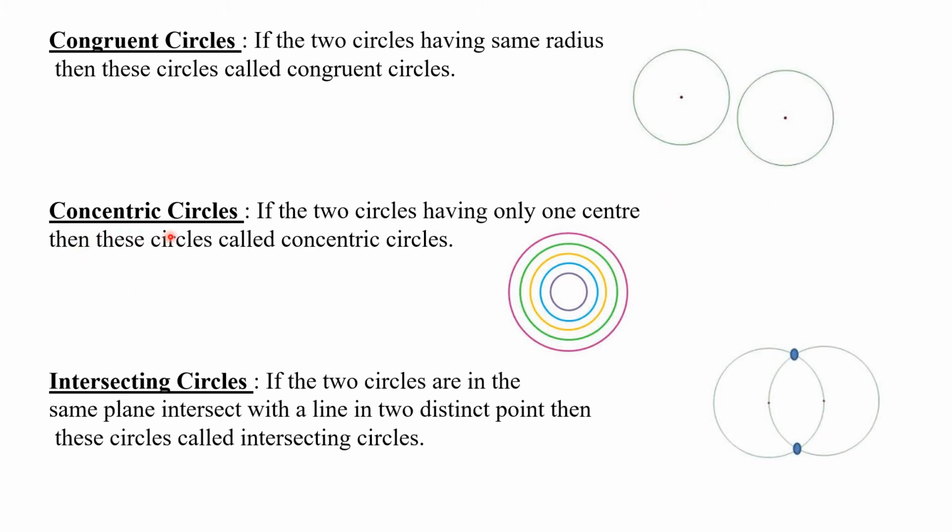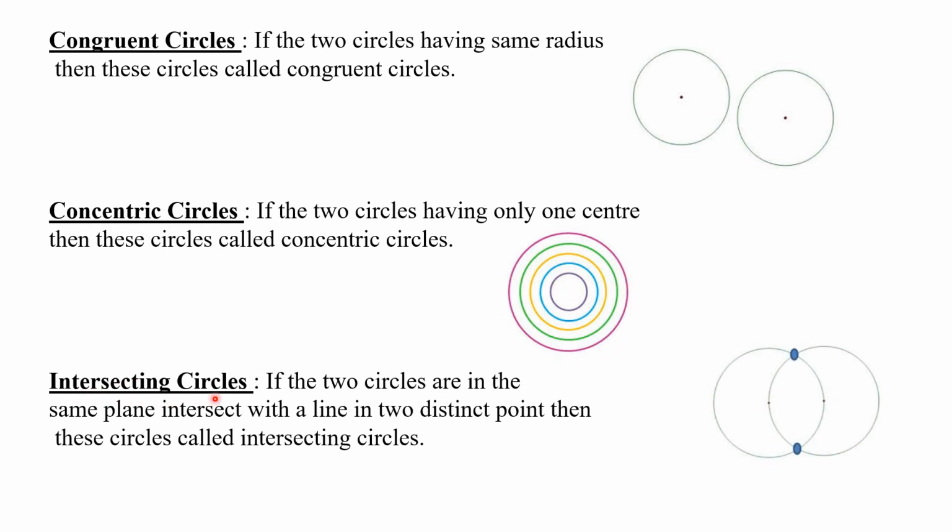Next is concentric circles. If the two circles have only one center, then these circles are called concentric circles. We see here 1, 2, 3, 4, 5 circles are given. Their radii are different, but their center is only one. Now we call them concentric circles.